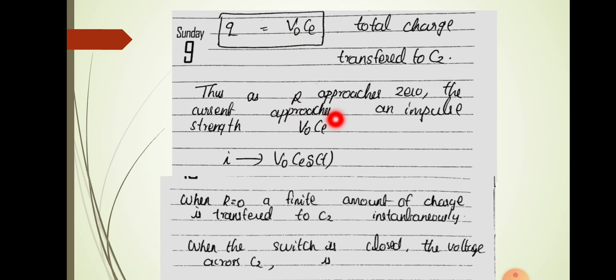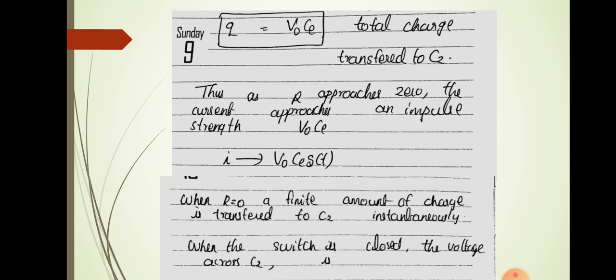Thus as R approaches 0, the current approaches an impulse of strength V0 into C, as we have already said. You know that current is the rate of change of charge, right? So we can write current will be equal to V0 into C into delta of t. When R approaches 0, the current has the form V0 into C into delta of t. So when R is equal to 0, a finite amount of charge is transferred to C2 instantaneously.